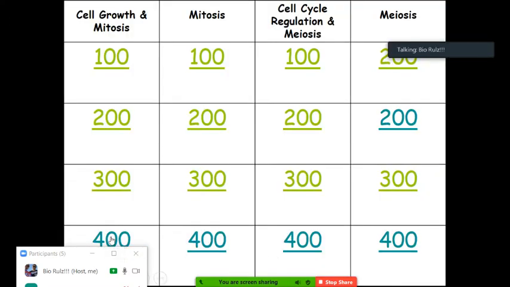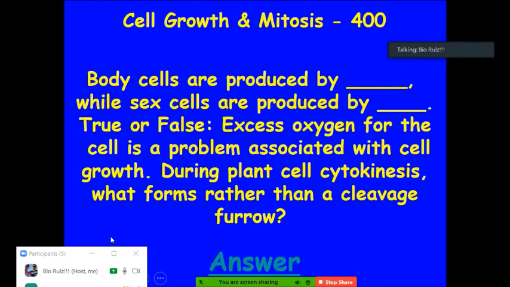Here we go. 4 question items. Body cells are produced by blank, while sex cells are produced by blank. True or false? Excess oxygen for the cell is a problem associated with cell growth. During plant cell cytokinesis, what forms rather than a cleavage furrow?